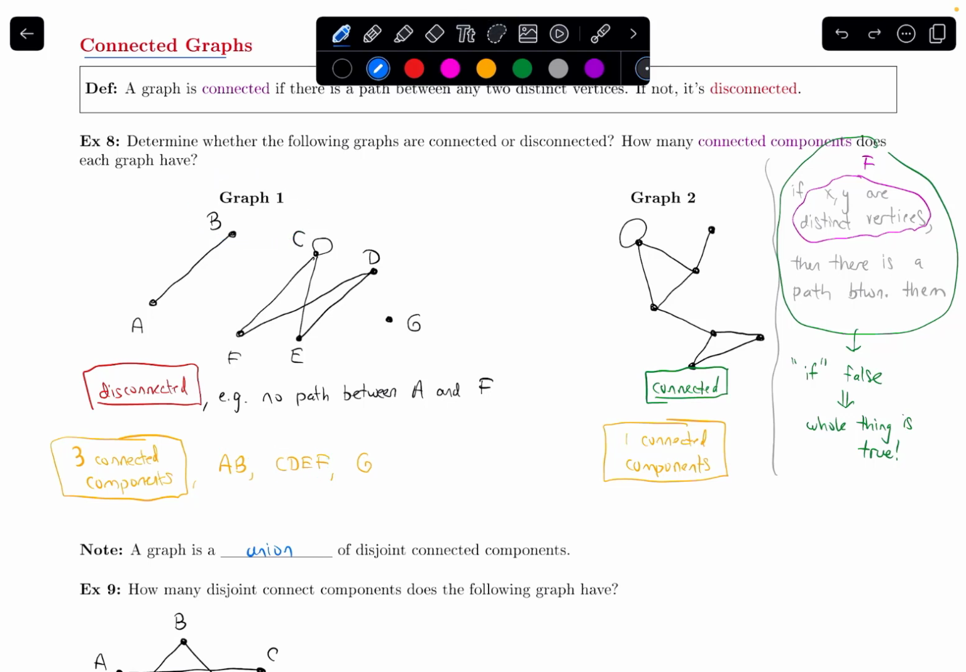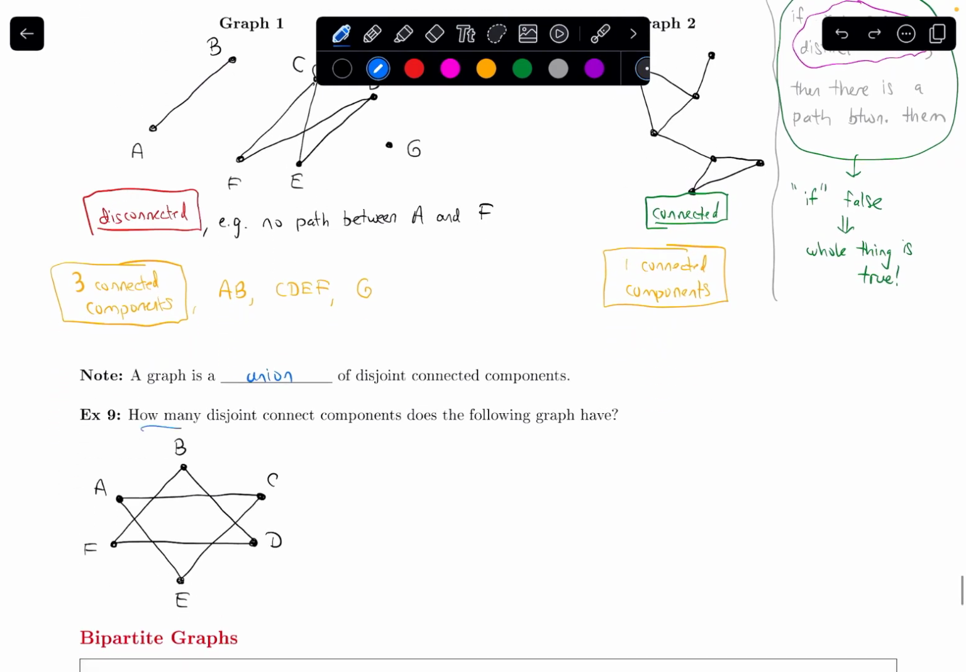So I'm going to end with an example. How many disjoint connected components does the following graph have? Let me fix that, this should say connected. So I got this graph here. Well, if I think about it, there's this triangle AEC. Let me just draw that to the side. So there's this triangle AEC, A, C, and then E.